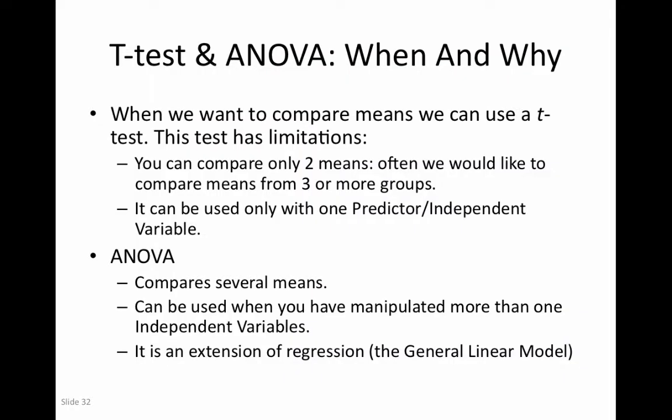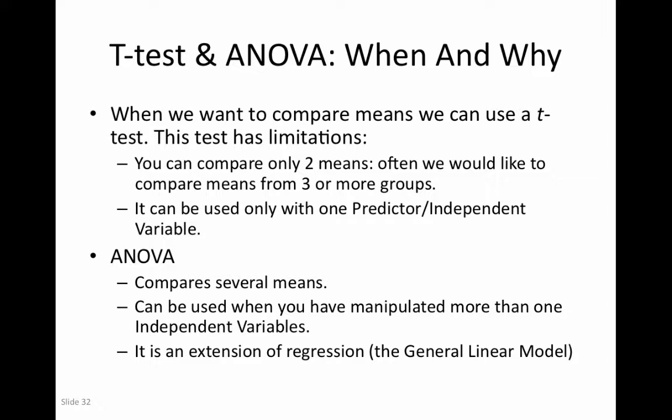T-test and ANOVA, when and why. When we want to compare means, we can use a t-test. This test has its limitations. You can compare only two means. Often we would like to compare the means from three or more groups. It can be used only with one predictor or independent variable.